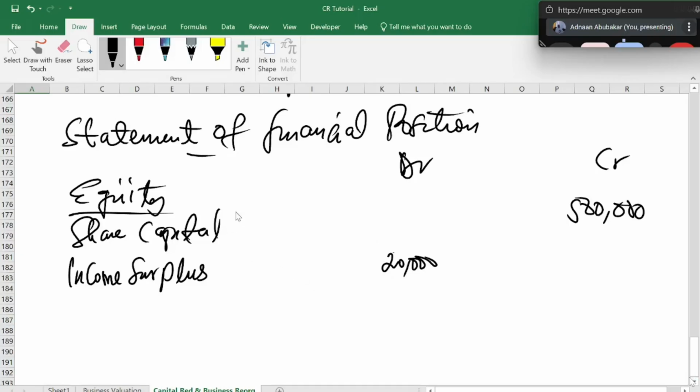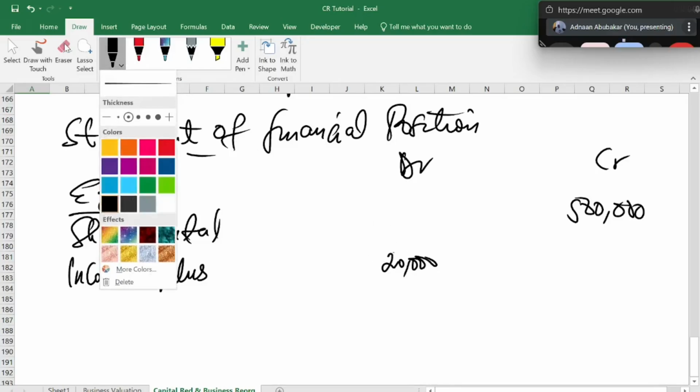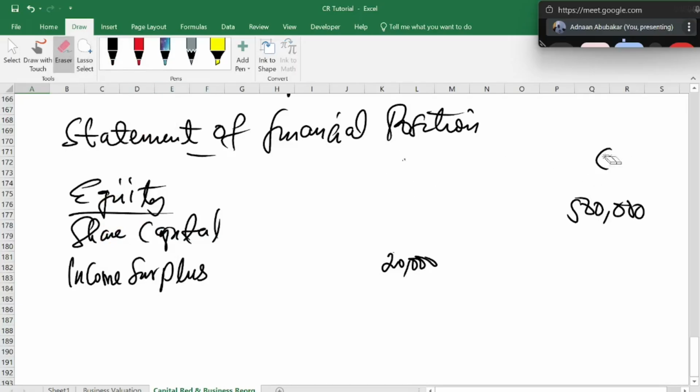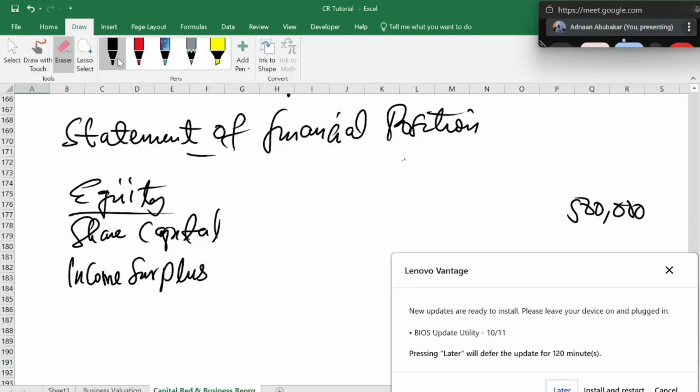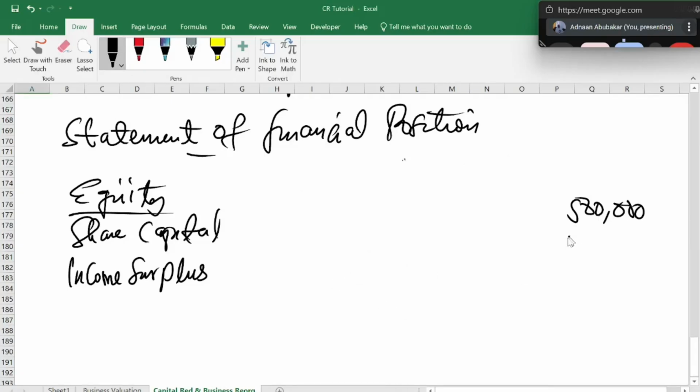So when you are in a statement of financial position in the question, you'll see that equities, all of them will be at the credit side, but the only income surplus or retained earnings will be at the debit side. So you should understand this. Now, if they didn't present the accounting statement like this, you will see that income surplus will be in brackets.